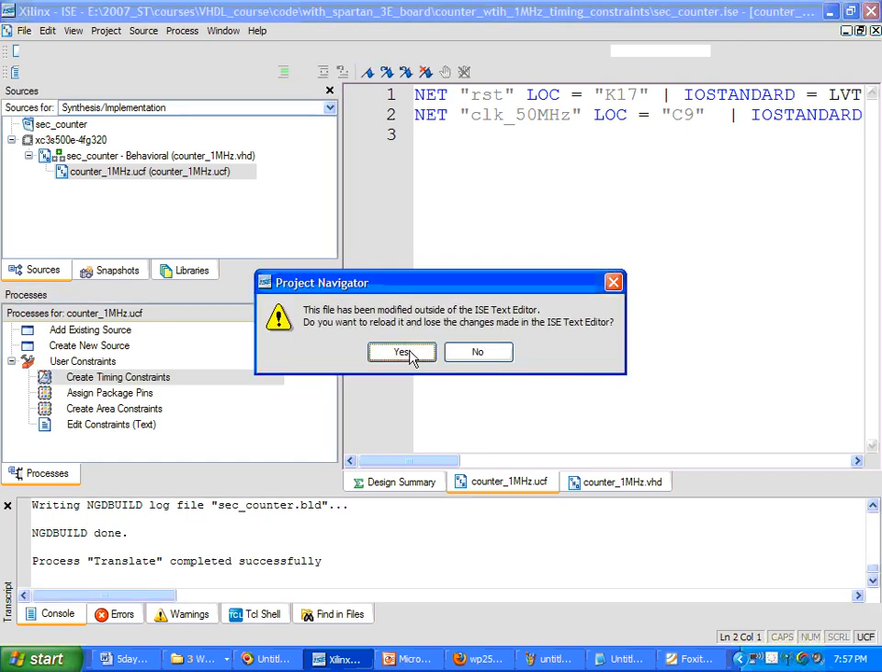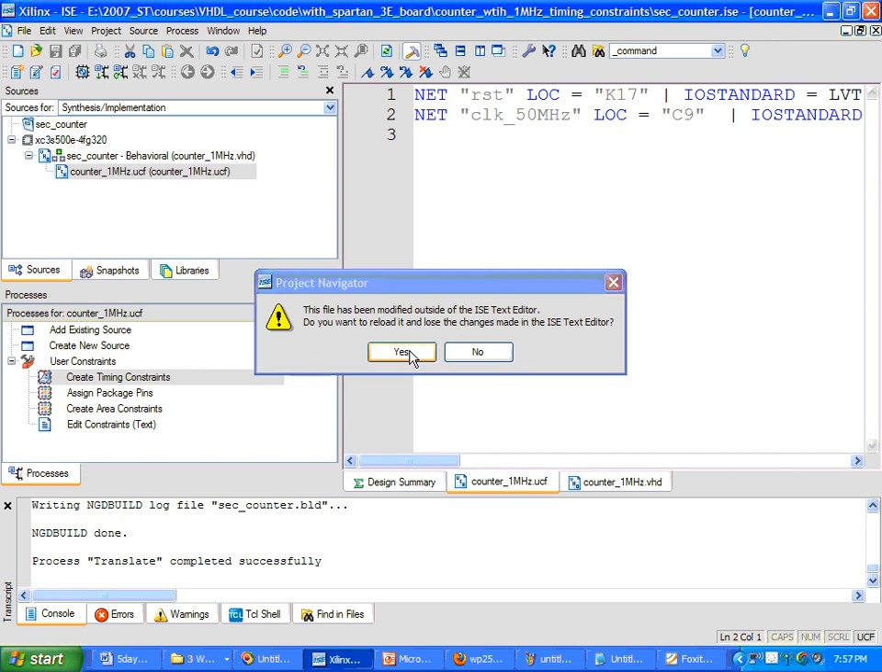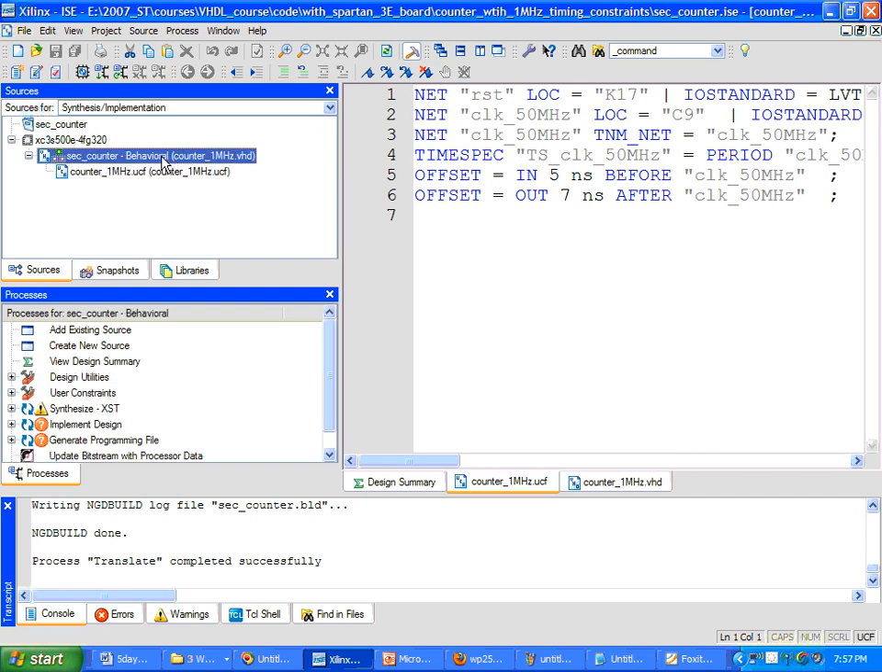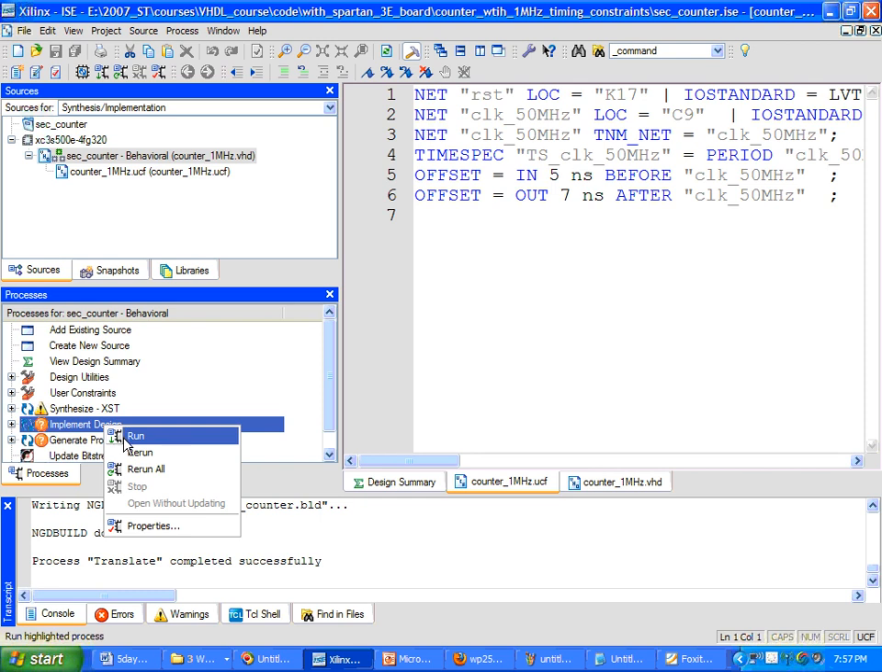Now you can see that the constraint editor has changed the UCF file, so it is asking to reload the file. Now you see the new file has all the 3 timing constraints. So once the timing constraints are entered, you have to go again to your top level design and follow the standard steps, that is synthesis and implement design, so I will rerun all.